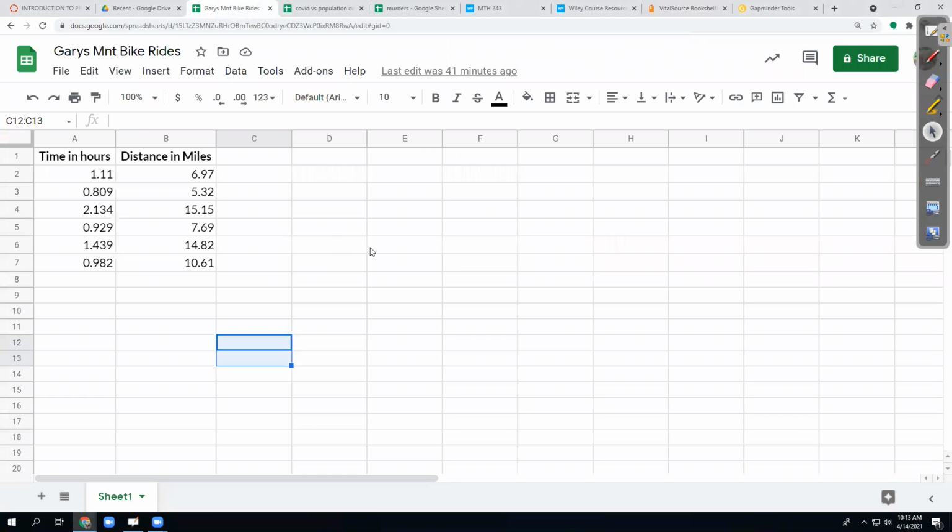So when I'm well and I have some free time, I like to mountain bike. And so here from my bike computer are some numbers about my ride. Time in hours, those aren't minutes, it's just 1.11 hours. And then distance in miles, so almost 7 miles there.